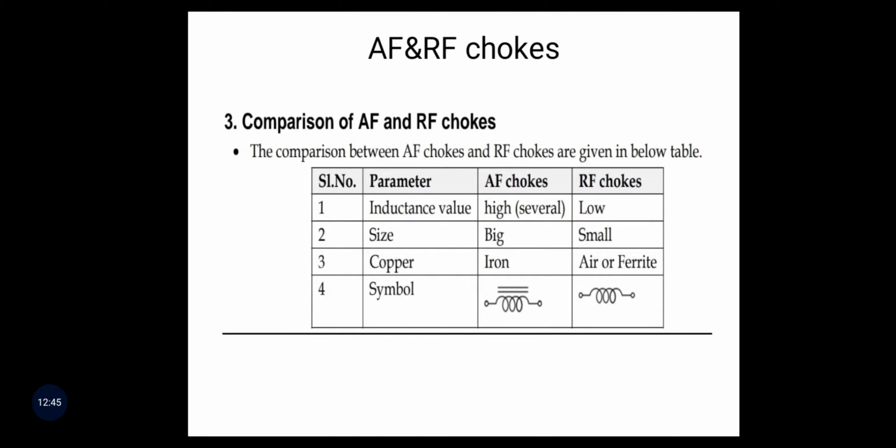The size of audio frequency chokes is big compared to radio frequency chokes. Here in audio frequency chokes, we use iron as a core. In radio frequency chokes, we use air or ferrite as a core.